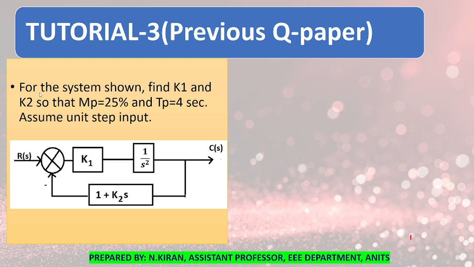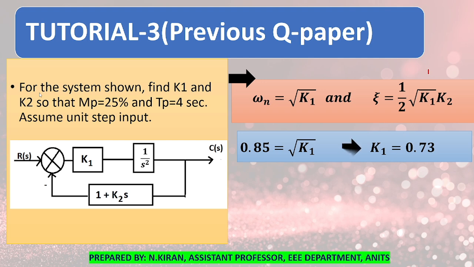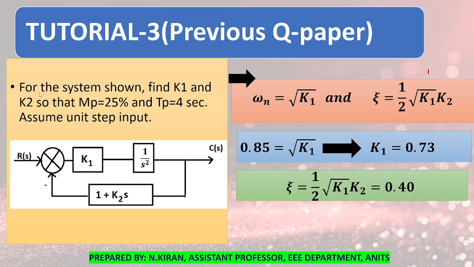So next, now since we have obtained the values of zeta and omega n, we need to find the value of k1 and k2. So substituting the values that we have got, that will give me the value of k1 as 0.73 and the value of k2 as 0.94.